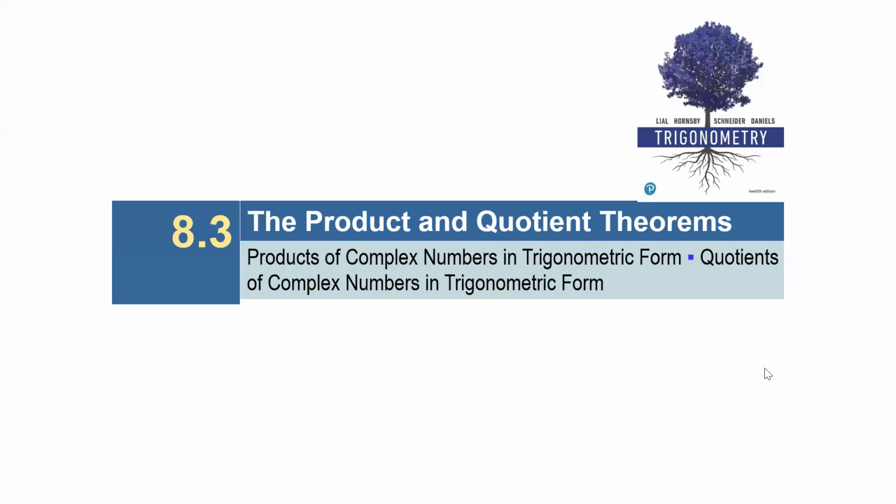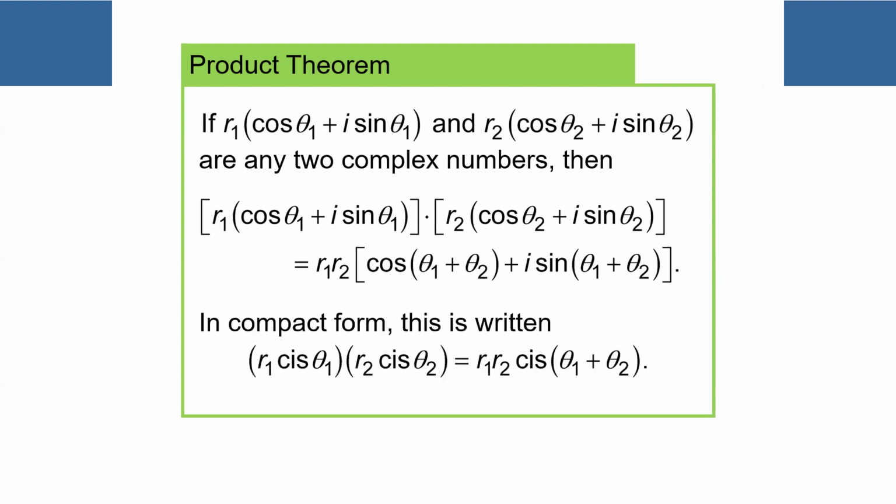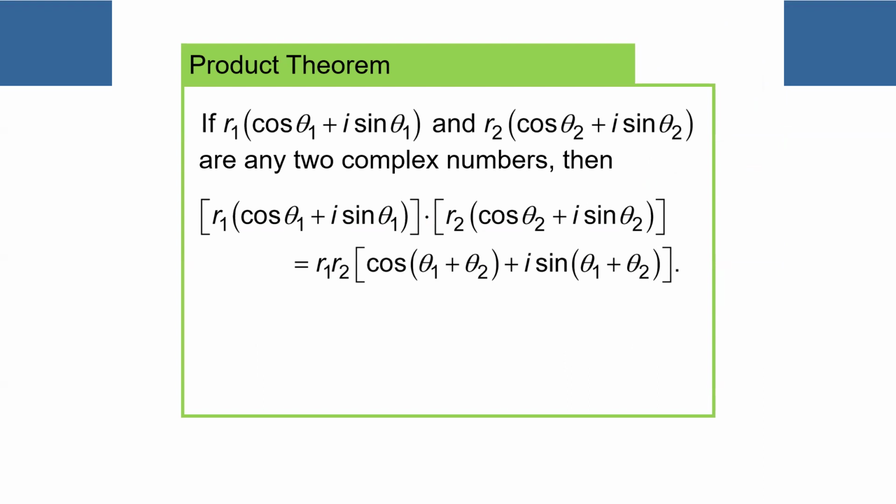So we have 8.3, the product and quotient theorems for complex numbers. So the product theorem, don't write. Don't come for me because you're gonna be mad if you write it. The product theorem is basically stating that if you are multiplying what we did the day before, our complex numbers, with trig, what are you doing mathematically?